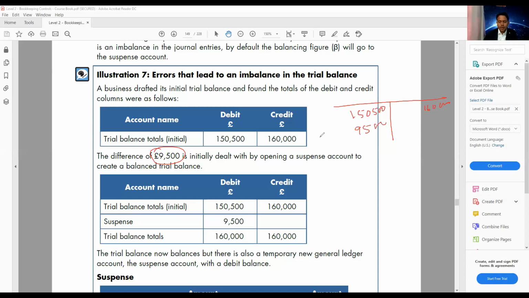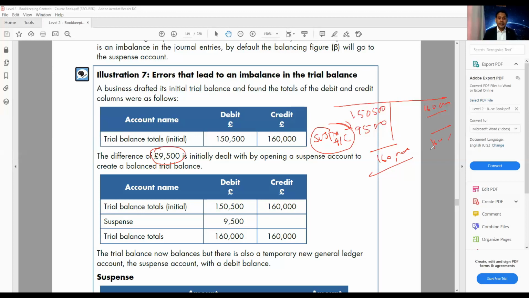So this is called a suspense account. The suspense account is always created on the shortest side. Remember that. The credit side is higher, 160, and the debit side is lower, 150. So to fill in the gap, we create a new account called a suspense account. We record it on the debit side, the shortest side, to make it balanced, to make it 160.